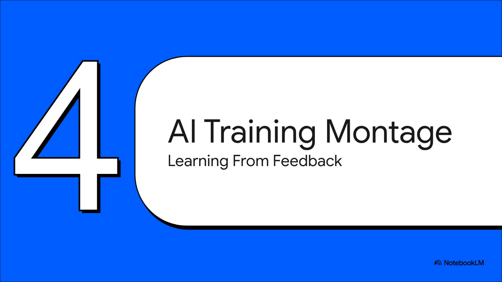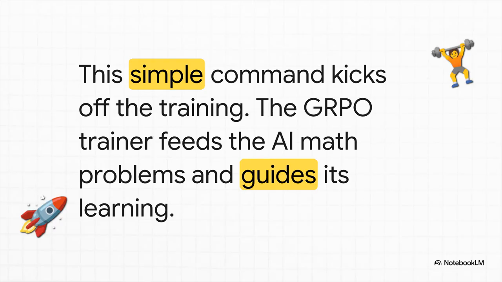Okay, the rules are set. The study materials are ready. It is officially time for the training montage. This is where our AI student hits the books, starts solving problems, and really begins to learn from that feedback system we set up. And believe it or not, this whole massive process kicks off with just one simple command. The GRPO trainer just takes over from here. It starts feeding the AI thousands of problems from our dataset, and it uses those reward functions we just defined to constantly guide its learning. Reinforcing the good habits and correcting the bad ones.